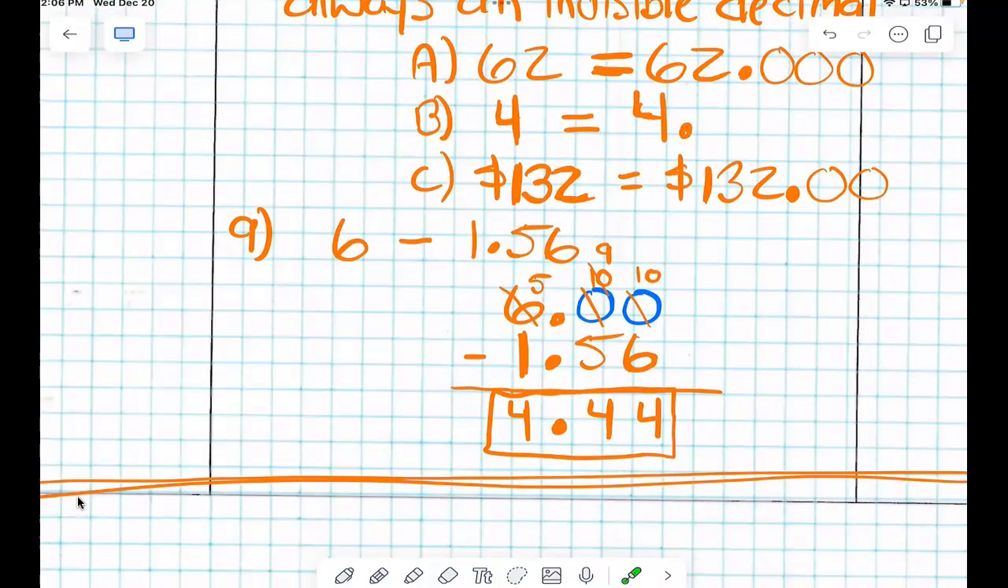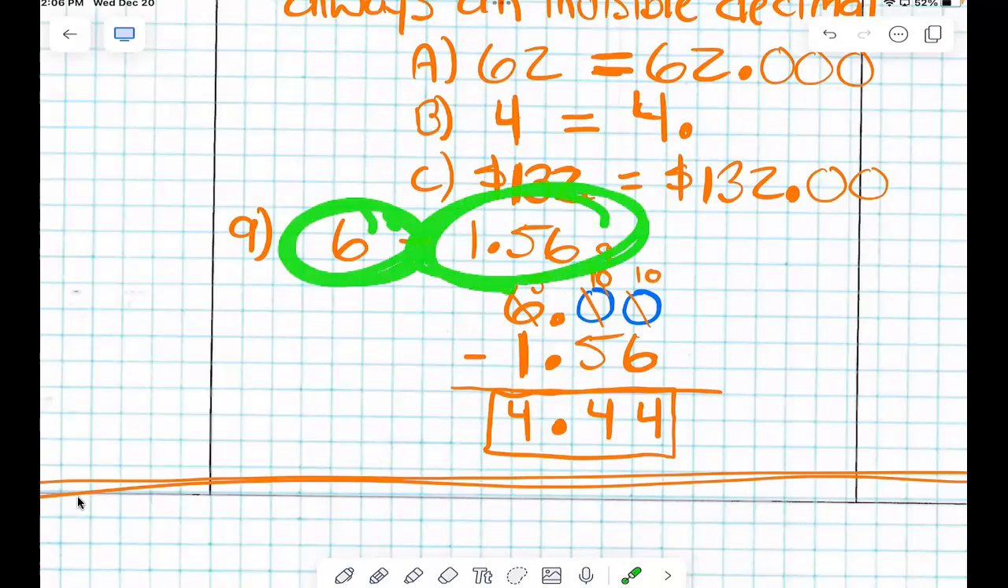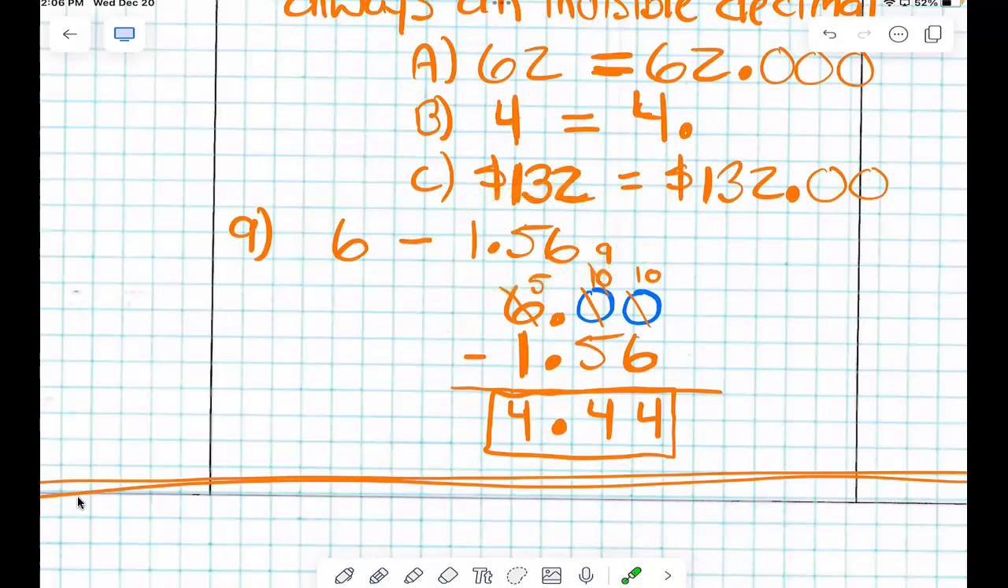Last one. Why is 4 and 44 hundredths an acceptable or a reasonable answer? Wes? Well, do I have to round 6? No. Do I have to round 1 and 56 hundredths? Yes. So you're saying this is like a 6 and this is almost like a 2, right? And what is 6 minus 2, Wes? 4. Is 4 pretty close to 4 and 44 hundredths? Yes. Is it a pretty good idea to estimate answers before you actually get final answers? Yes. We good?